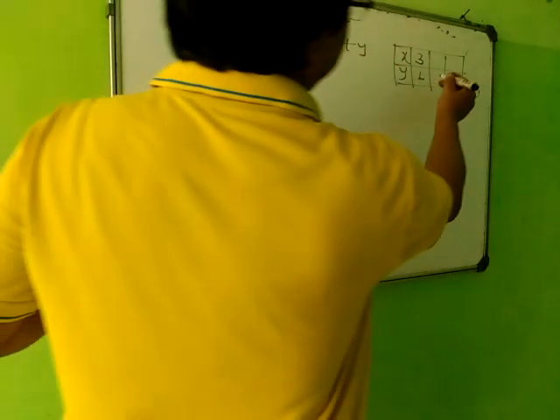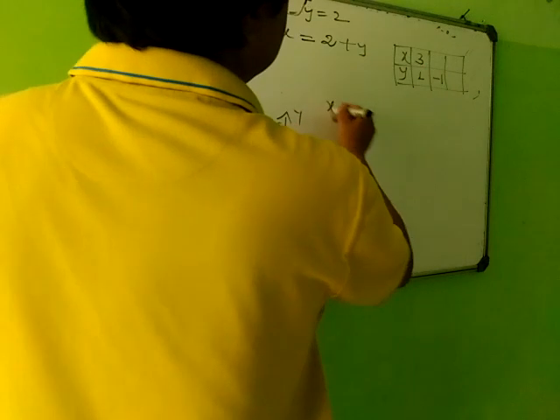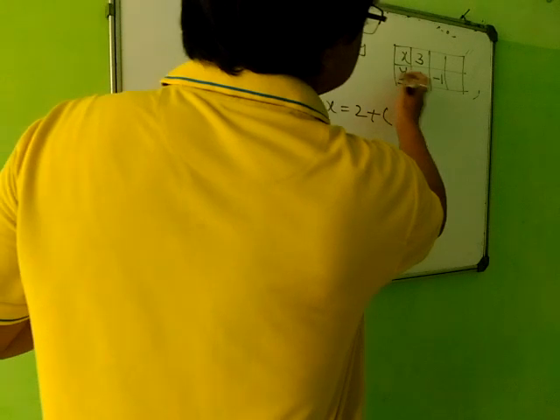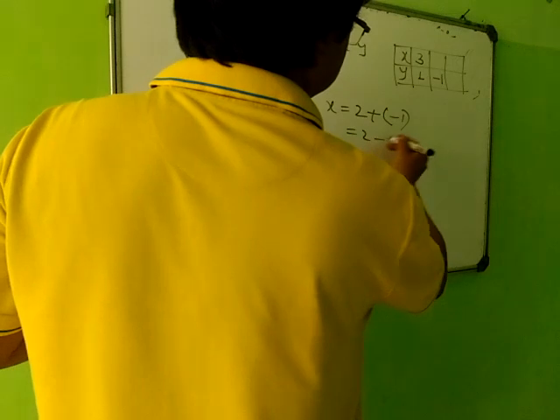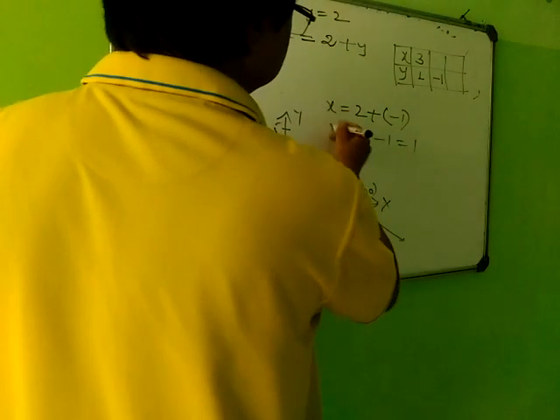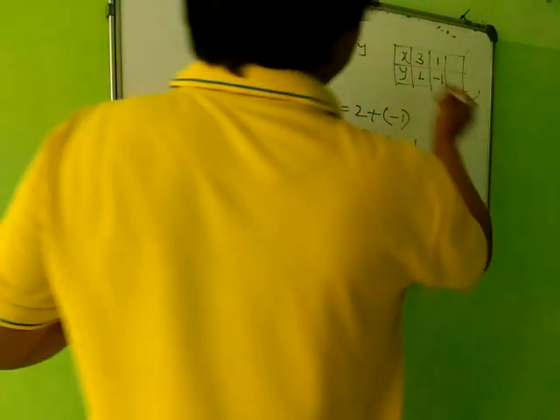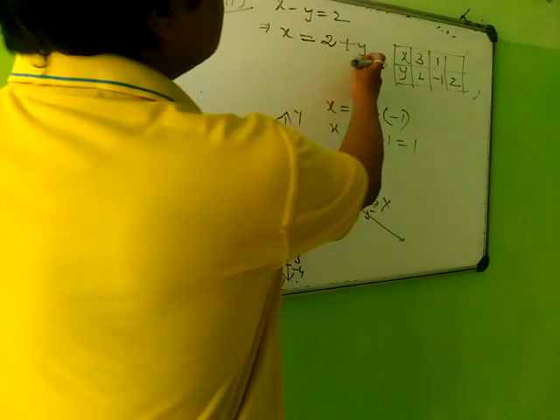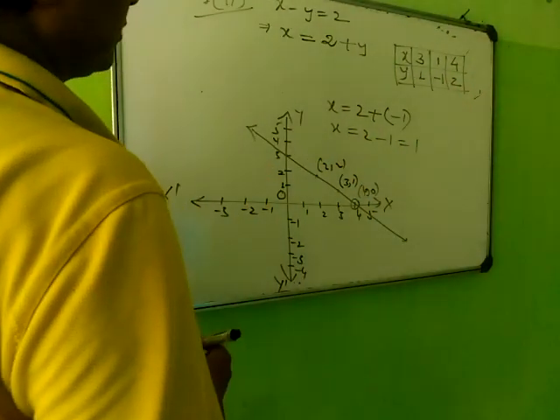Now suppose y is taken minus 1. So x equals 2 plus y. Y is minus 1. So equals 2 plus minus 1. You have got 1. So here x is 1. Or say y, you have taken 2. Say y is 2. Then 2 plus 2, 4. X is 4. Now you will draw the graph.